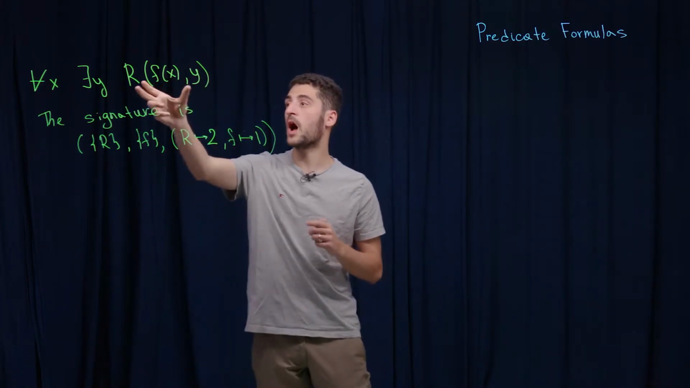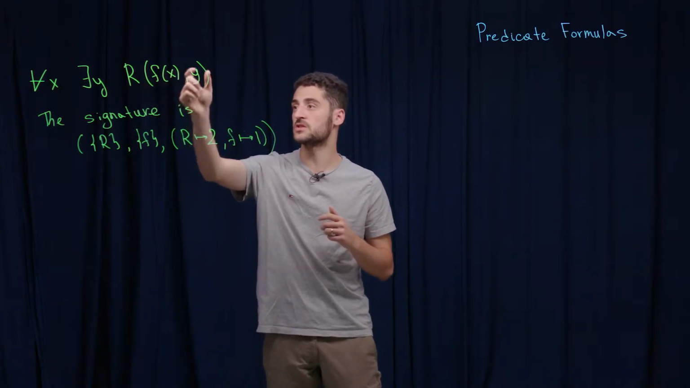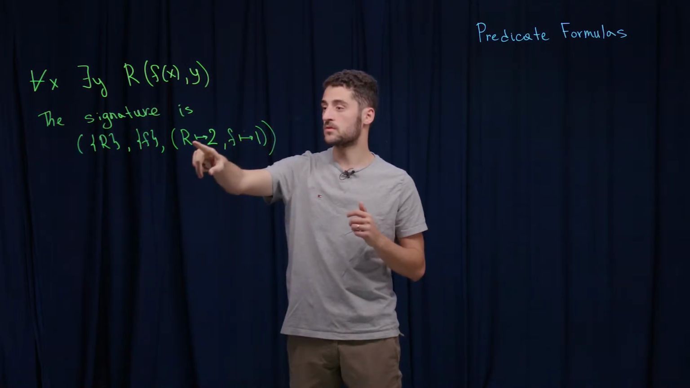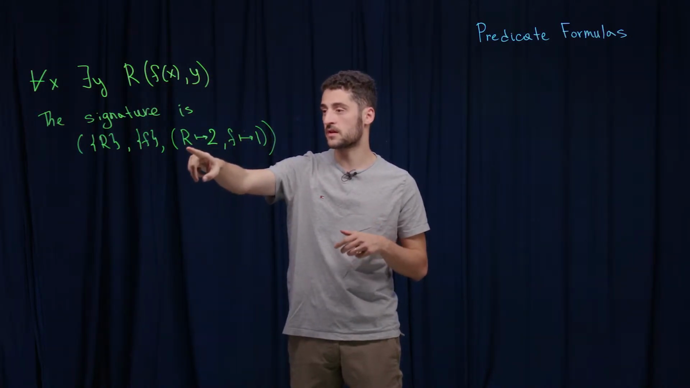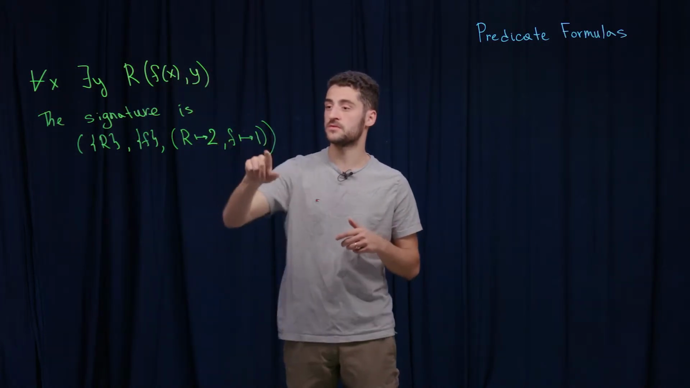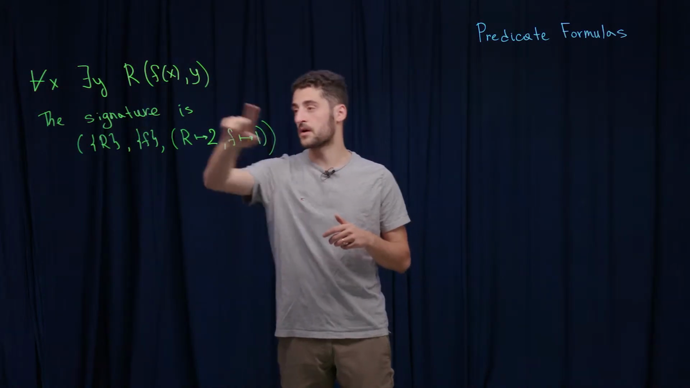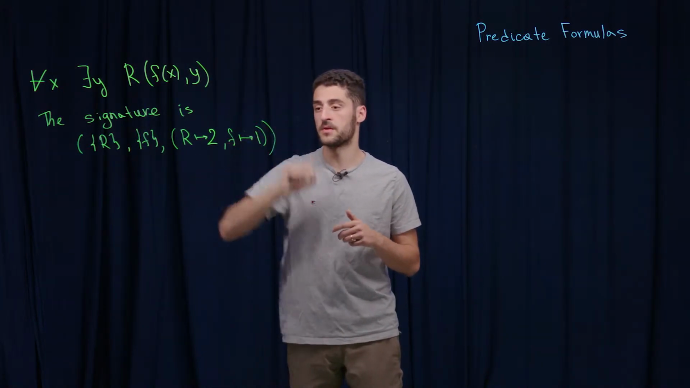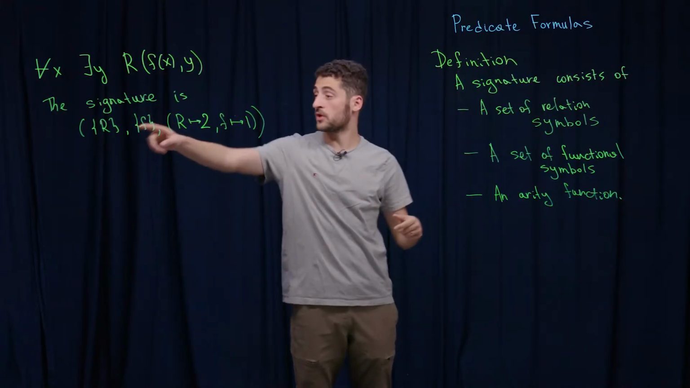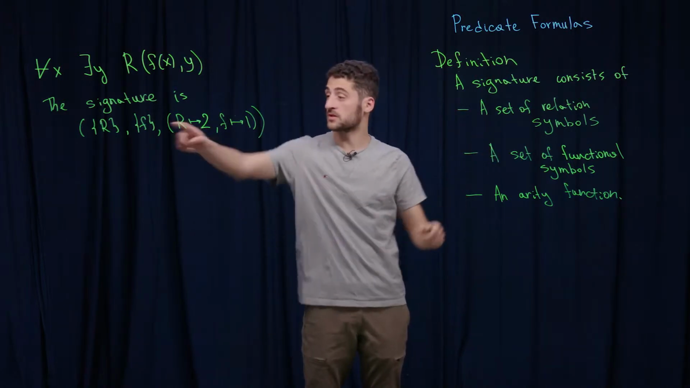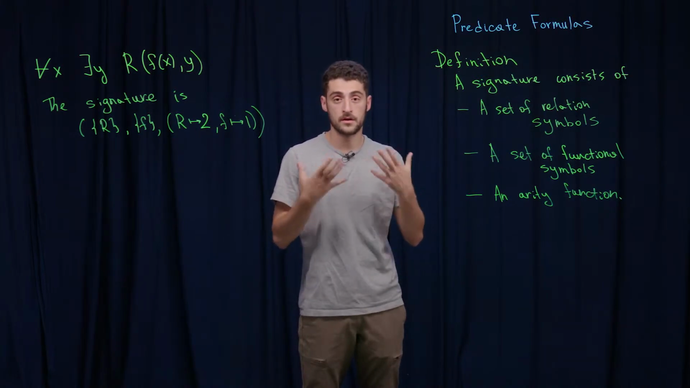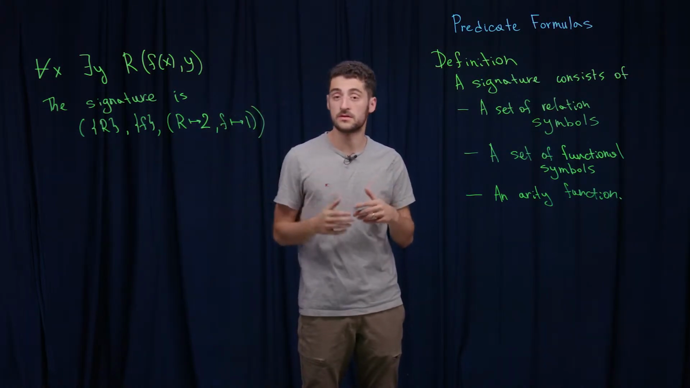And we also need to say how many arguments these relations and functions take. For example, r can take 2 arguments. So the third parameter of the signature says that r has 2 parameters. And f has only 1 parameter, so this third part of the signature says that f has 1 parameter. In other words, a signature consists of 3 elements: a set of relation symbols, a set of functional symbols, and finally, an arity function saying what are the arities of relations and functions we can use.